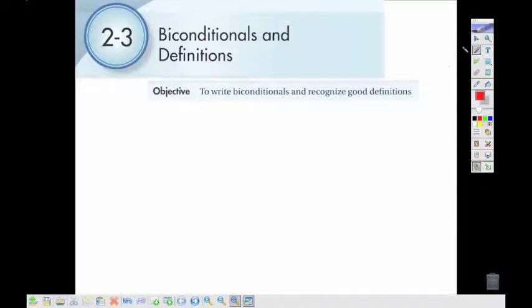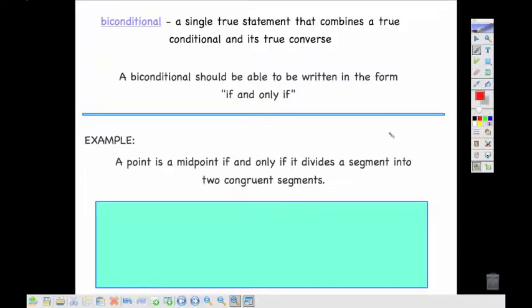In section 3, we begin looking at something called a biconditional, and we also look at what makes a good definition. A biconditional is a single true statement combining a true conditional and its true converse. Remember, a conditional is something we can write in if-then form, and the converse would be taking that, if we had if A then B, and switching it around: if B then A.